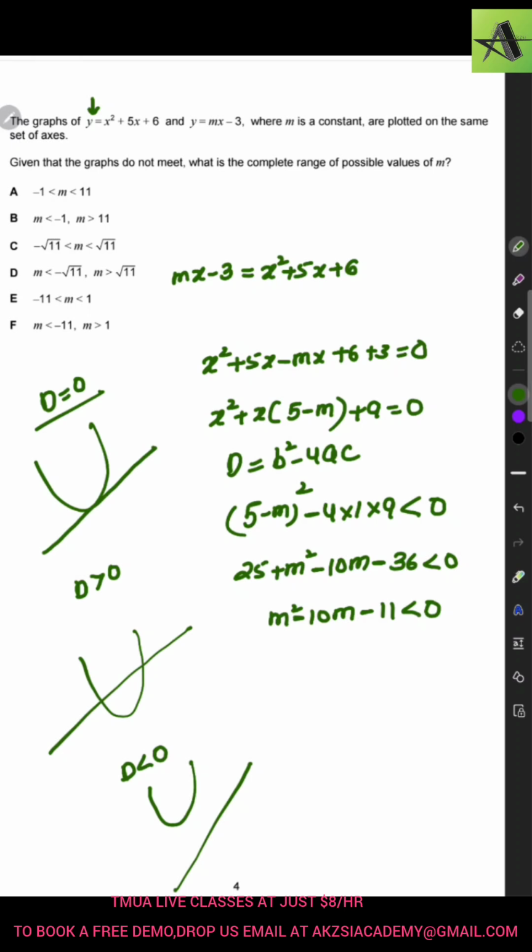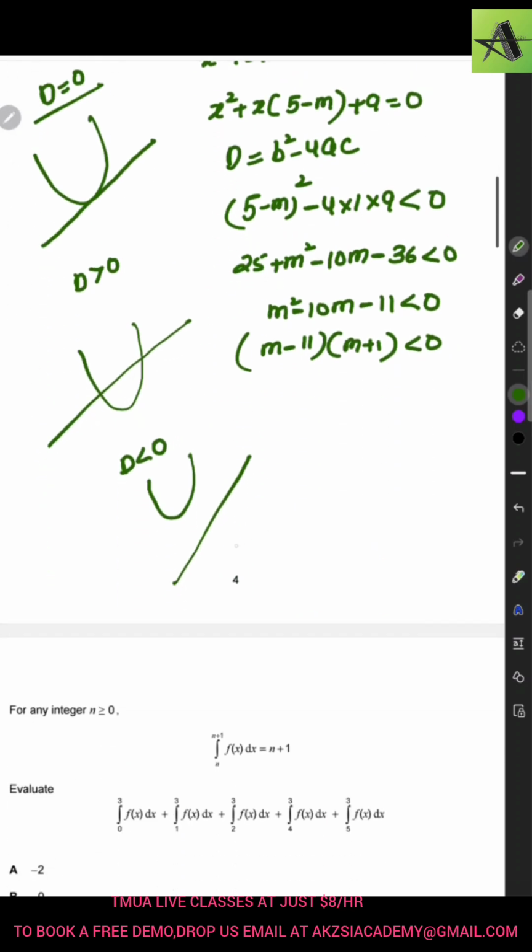Now it can easily be solved by factorization, and here I can clearly see by the factorization method I can get two factors. The product should be negative 11 and the sum should be negative 10. So the two numbers are negative 11 and positive 1. So (m minus 11)(m plus 1) lesser than 0. Now, that means the two roots are 11 and negative 1.